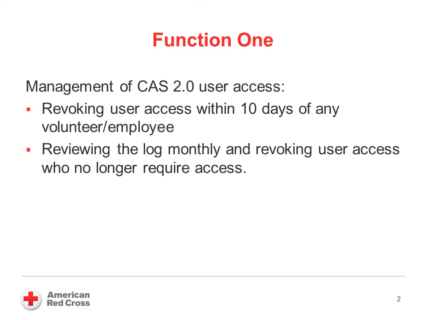Function 1, which is the management of CAS 2.0 user access. Again, this must be completed by a separate individual from the other functions. And really, some of the main components of Function 1 is that this individual or group of individuals must maintain an understanding, a list of the individuals that have CAS 2.0 user access.